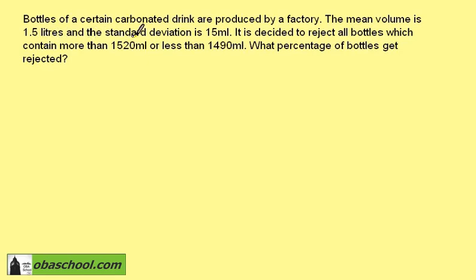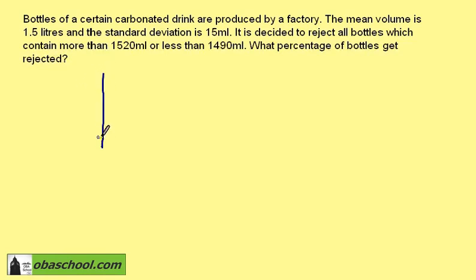Bottles of a certain carbonated drink are produced by a factory. The mean volume is 1.5 litres and the standard deviation is 15 millilitres. It is decided to reject all bottles which contain more than 1,520 millilitres or less than 1,490 millilitres. We want to know what percentage of bottles get rejected.